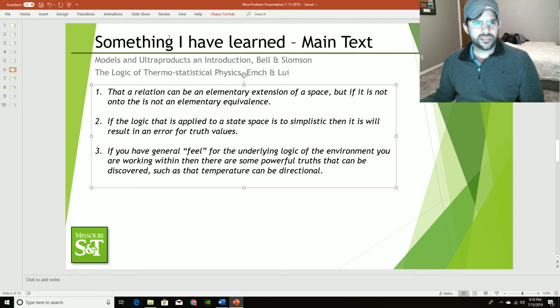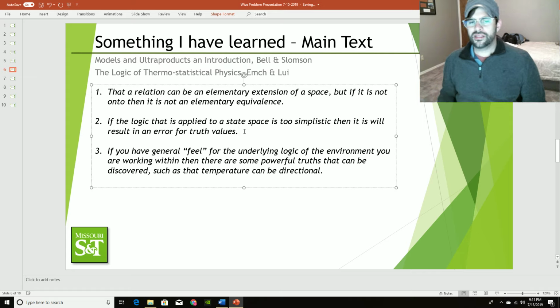The lessons that I learned from these two texts, which are the main texts for the course, are, first, that a relation can be an elementary extension of a space, but if it is not onto, then it is not an elementary equivalence. It's got to be one-to-one and onto in order to be an elementary equivalence. And the second one is, if the logic that is applied to a free space is too simplistic, then this will result in an error for the truth values.